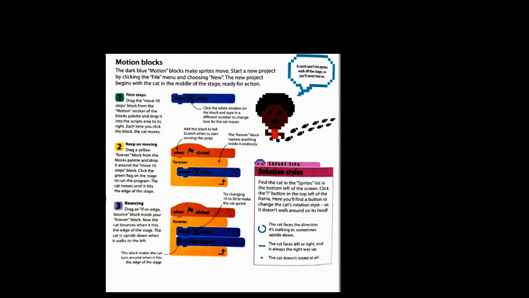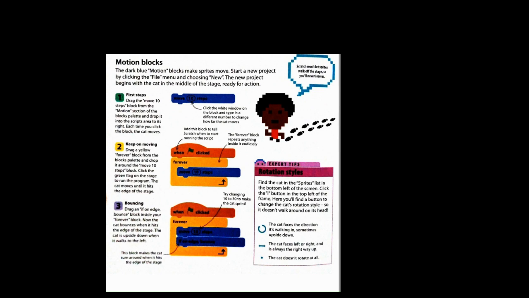Start a new project by clicking the File menu and choosing New. The new project begins with the cat in the middle of the stage, ready for action. Scratch won't let sprites walk off the stage, so you'll never lose us.